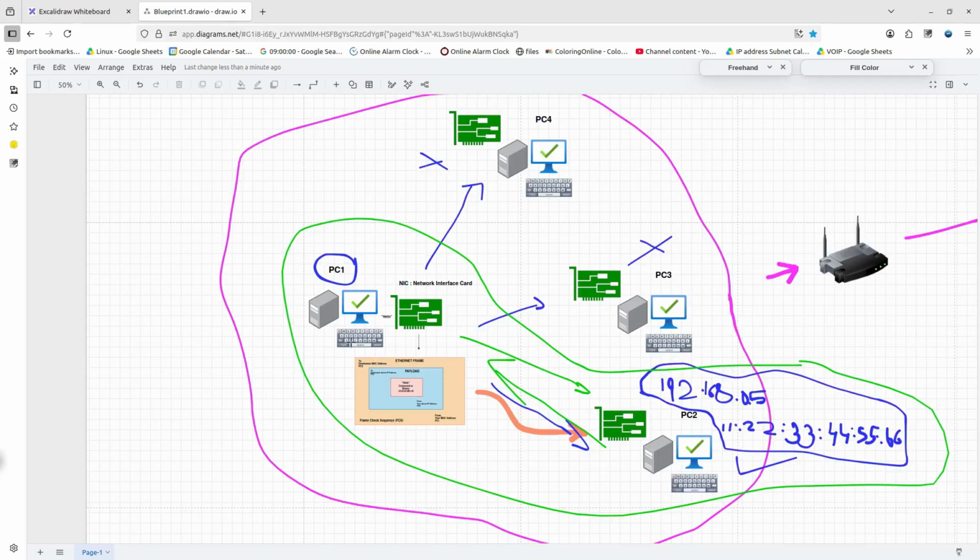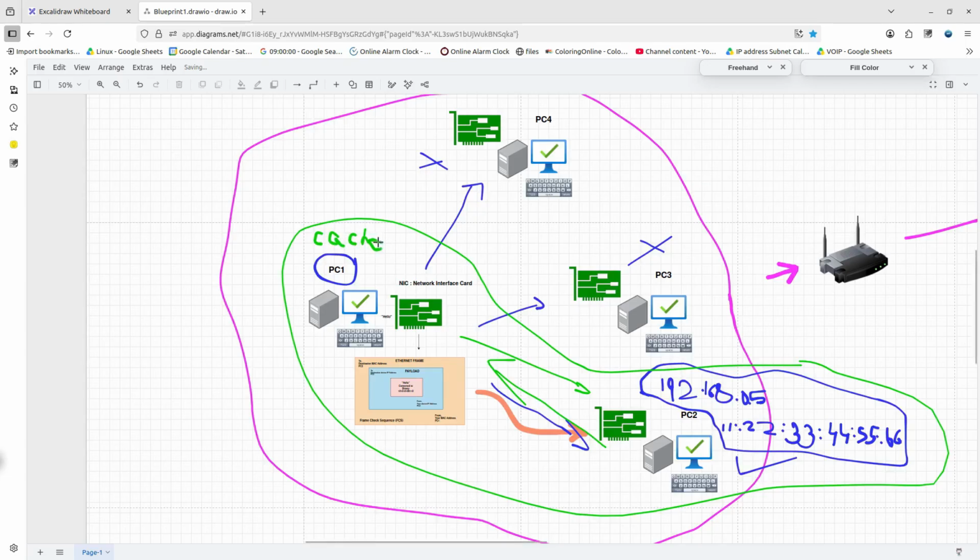So what do I mean by operating system? I'm pretty sure all of you would have used Windows, Linux, iOS, Android on your phones or on your computers. So this ARP information of this PC2, 192.168.0.5 and the MAC address 112233445566, is stored in its operating system cache.